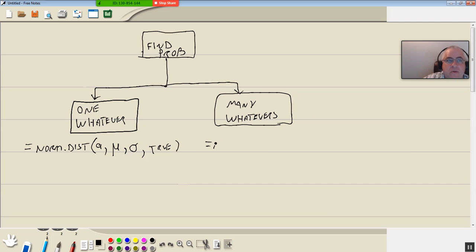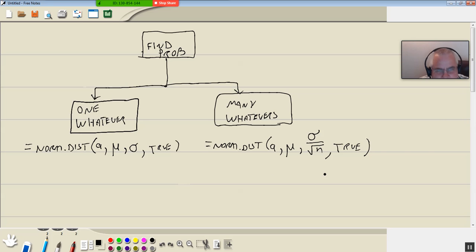Now in this one though, we're going to have norm.dist, and we'll have A, we'll have mu, but we'll have sigma divided by the square root of n. And then this will be true. So that's the difference on those.